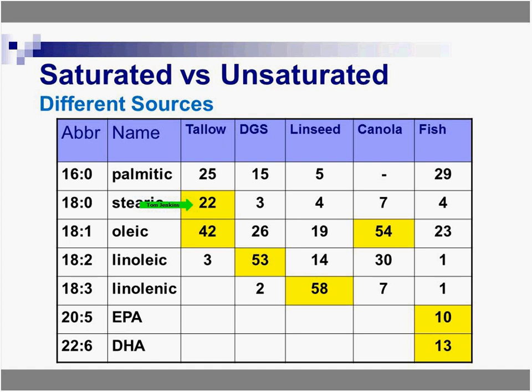CDGS, condensed distillers' solubles, is a byproduct of the ethanol industry. Any source that's based on corn or soybean, like soybean oil, is going to have 18:2 linoleic acid as the predominant one. Flaxseed comes with 18:3 linolenic acid as its predominant signature fatty acid. Canola, 18:1. And fish is unusual in that it has these fatty acids with 5 and 6 double bonds. We call them EPA and DHA.